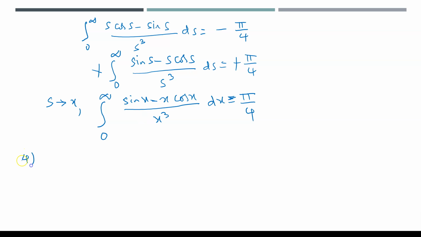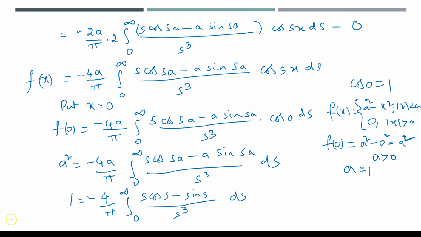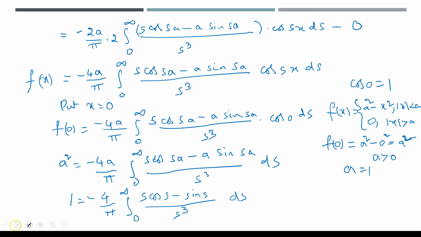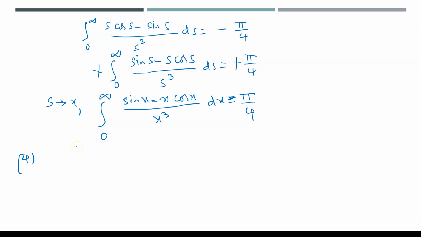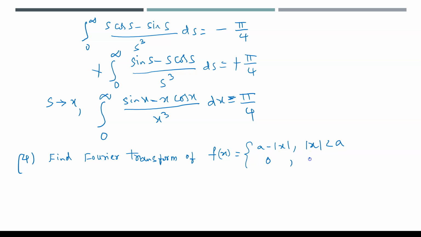Now let us see the fourth question. In this solution, first we considered the Fourier transform, then we evaluated the Fourier integral f of s. After getting f of s, we used the inverse Fourier transform to evaluate the value of the integral. Okay, now the next question is: find the Fourier transform of f of x equal to a minus mod x when mod x is less than a, and 0 when mod x is greater than a.